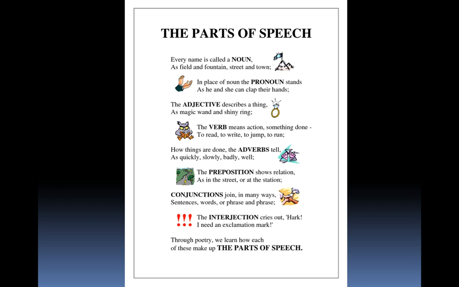Anything you see around you is a naming word, a noun. The book before you, the mobile or laptop before you, or the computer before you, those are all nouns. Four examples are given here: field, fountain, street, town. These are all naming words, right? The next 2 lines define pronoun. In place of noun, the pronoun stands, as he and she can clap their hands.